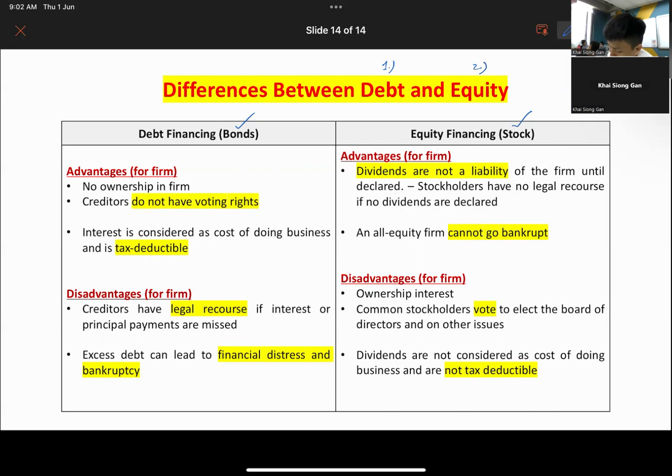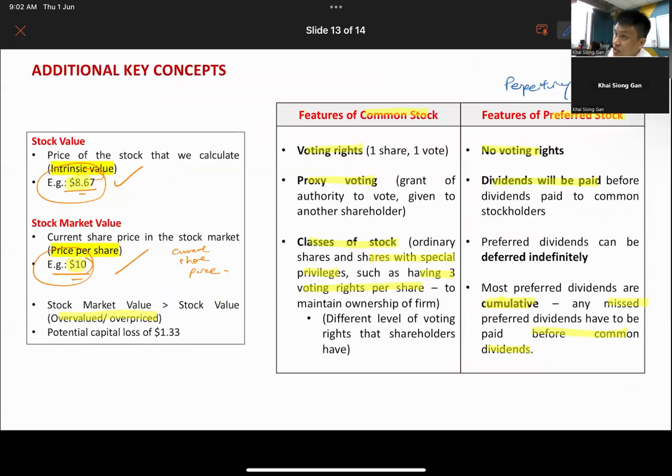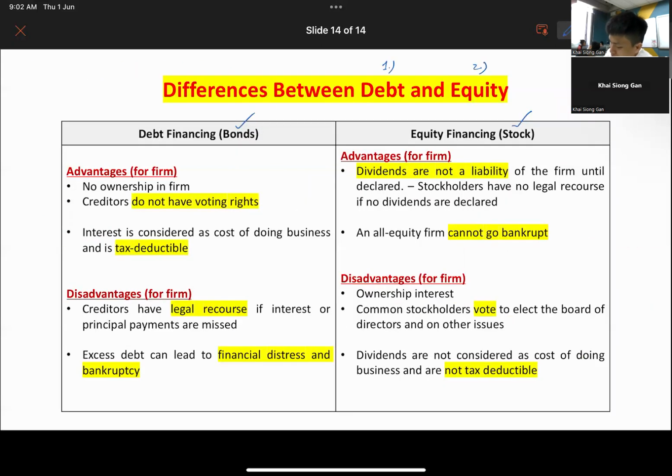And the good thing of using debt financing is that when you use debt financing, you have to pay interest, the finance cost. So finance cost itself is tax deductible. Okay, tax deductible. So it's good. Now the bad thing for debt financing is that there will be legal consequences if you are not able to pay your interest or pay your principal payments. Okay, and if you are not able to pay, you might get into bankruptcy.